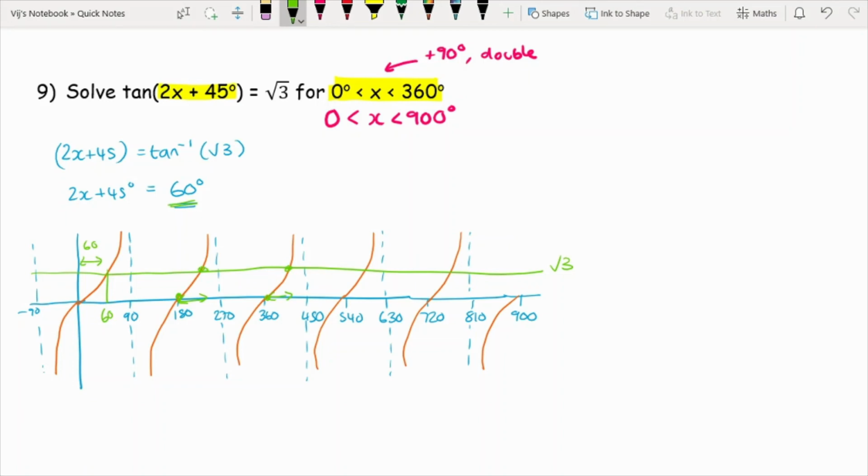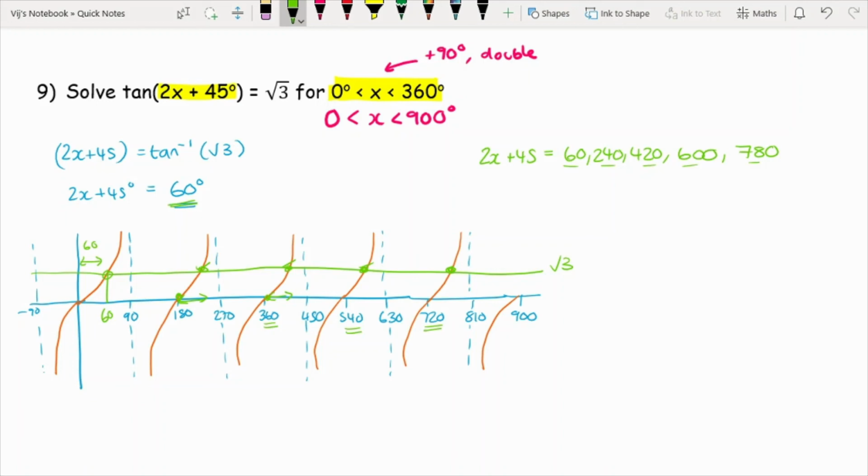So if I just emphasize all of these angles that I now need to find. I need to add 60 degrees to 360, 540, and 720. So from that, what I'm going to do is work all of those things out. So I've got 2x plus 45 is going to equal 60, 240, 420, 600, and 780. And I'm just going to quickly count. So I've got 1, 2, 3, 4, 5, and I'm looking for 1, 2, 3, 4, 5. So I've got all my angles.